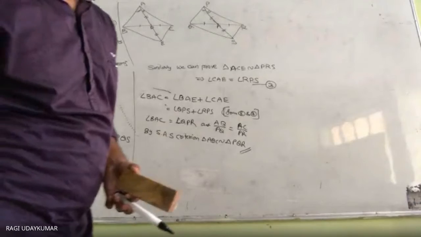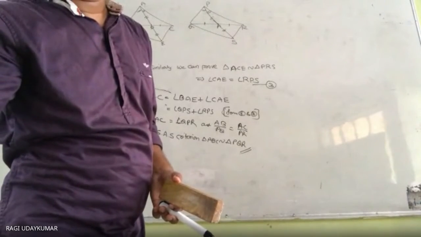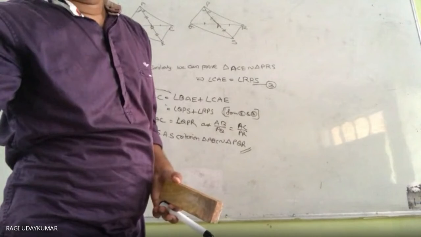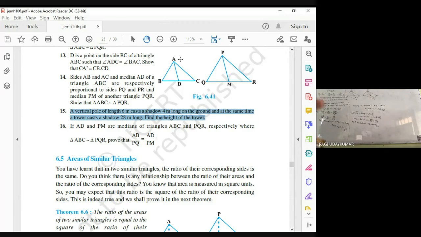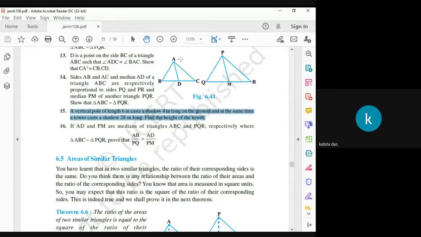Okay, sir. Now let us move to the next question here. It's a very simple question only, but an application-oriented question of your similar triangles. A vertical pole of the length 6 meters cast a shadow. Any one of you please read the question. A vertical pole of length 6 meter cast a shadow 4 meter long on the ground, and at the same time a tower cast a shadow 28 meter long. Find the height of the tower.